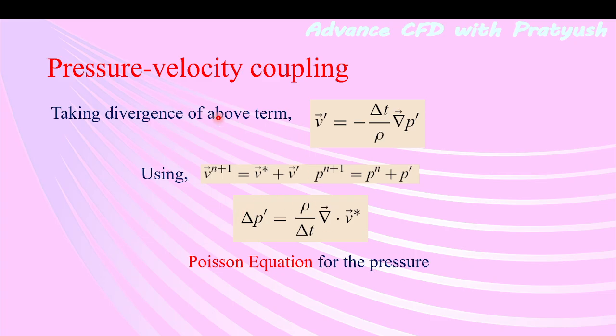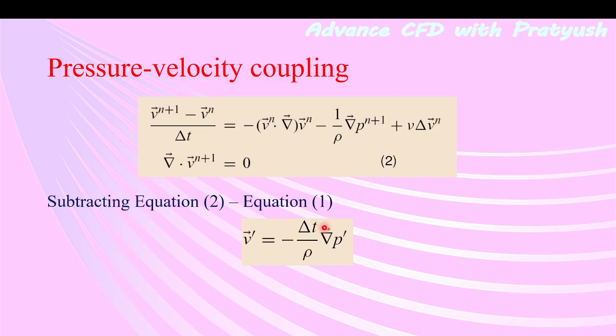Again we take the divergence of this term, and again we use these things, and we come up with this pressure characteristic. So from V star we can calculate P dash, and from P dash we can calculate P n plus 1.